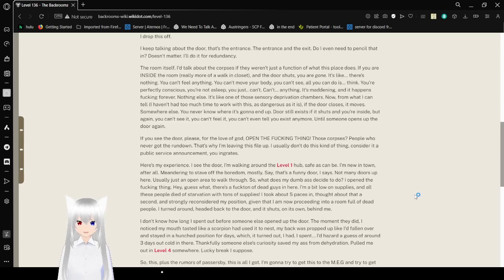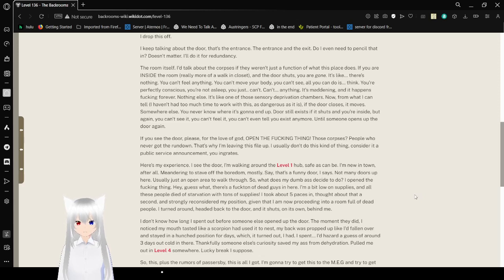If you are inside the room, really more of a walk-in closet, and the door shuts, you are gone. It's like there's nothing. You can't feel anything. You can't move your body, and you can't see. All you can do is think. You're perfectly conscious. You're not asleep. You just can't do anything. It's maddening, and it happens forever. Nothing else. It's like one of those sensory deprivation chambers.